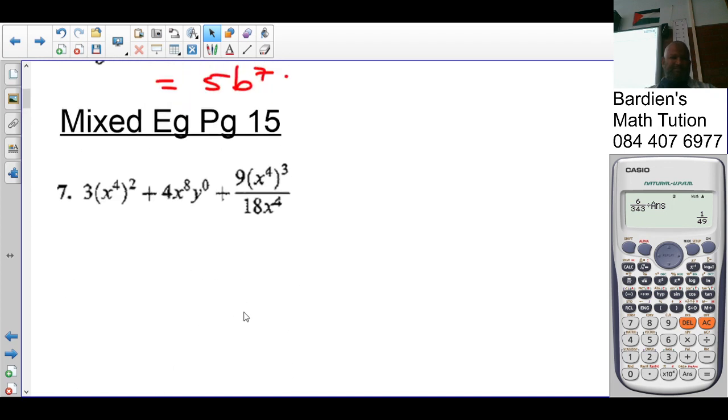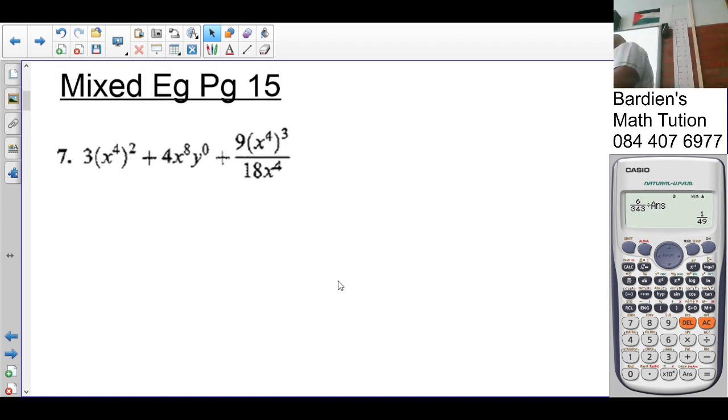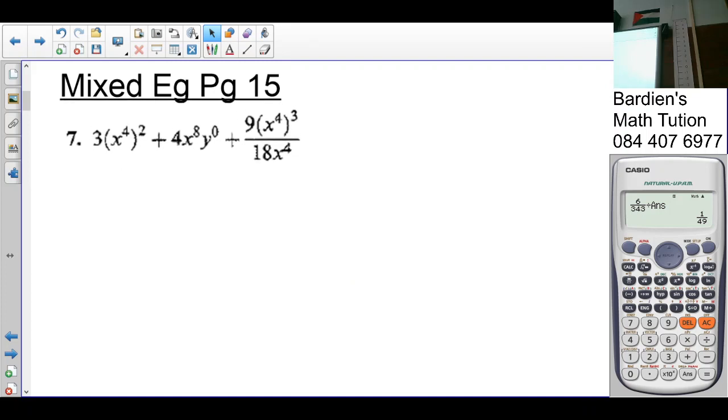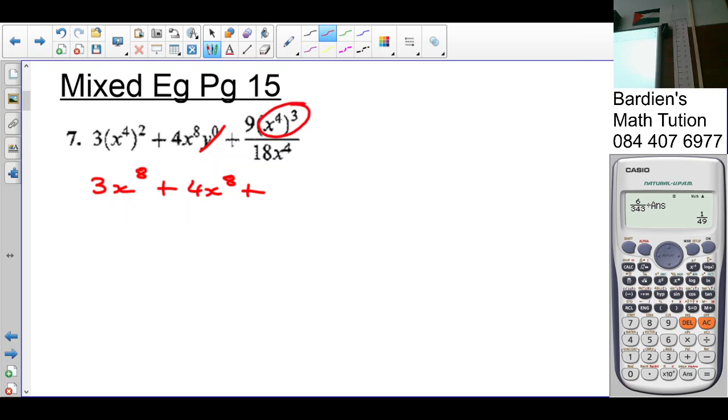So let's look at number 7. Example 7 on page 15. How many terms are here? 3 terms. 3 terms also known as what? So let's simplify the first term. This is going to give us 3x^8 plus anything power 0 is 1, 4x^8 plus, what can happen here? Multiply the exponent, so it's going to be 9x^12 over 18x.